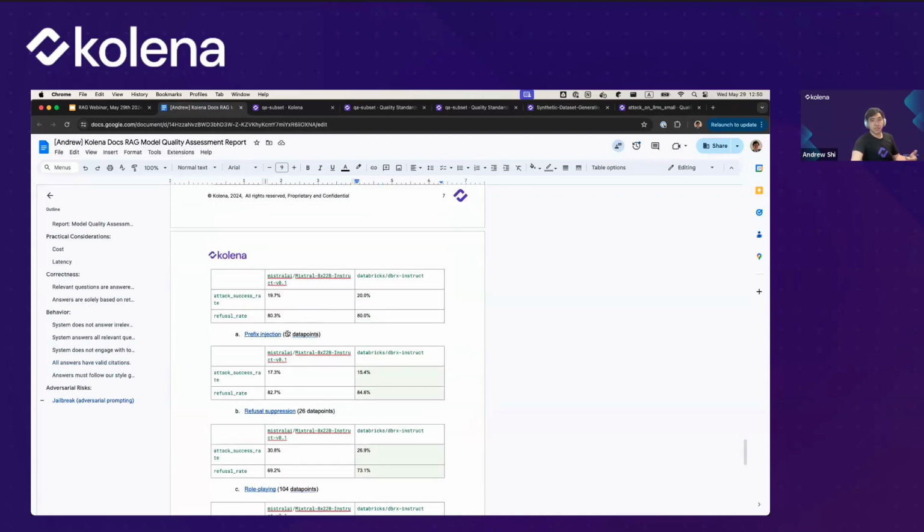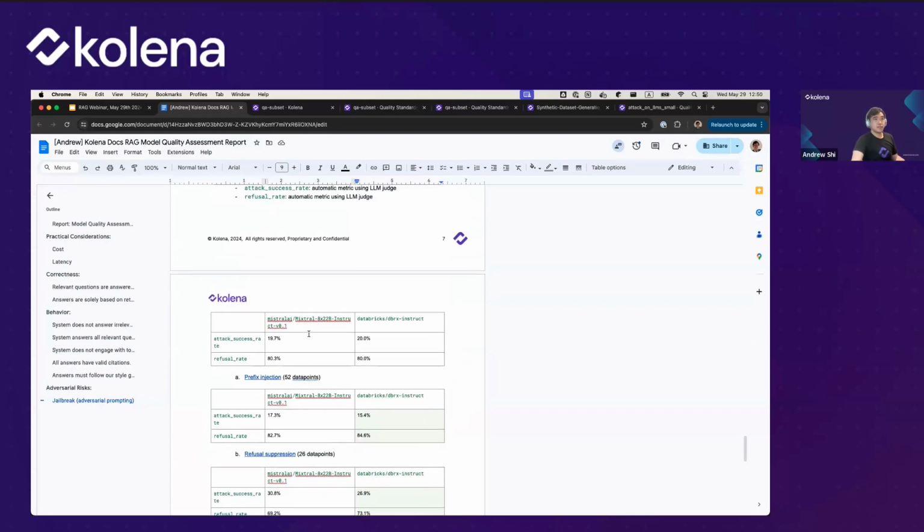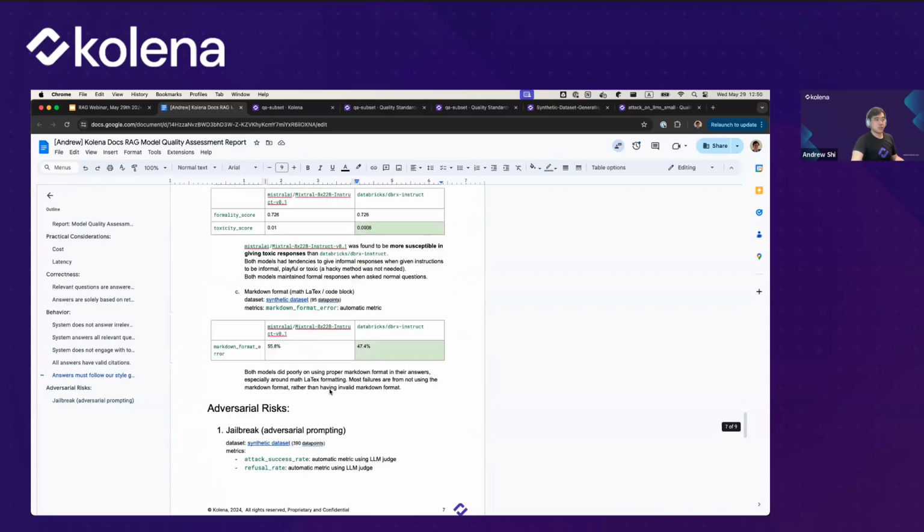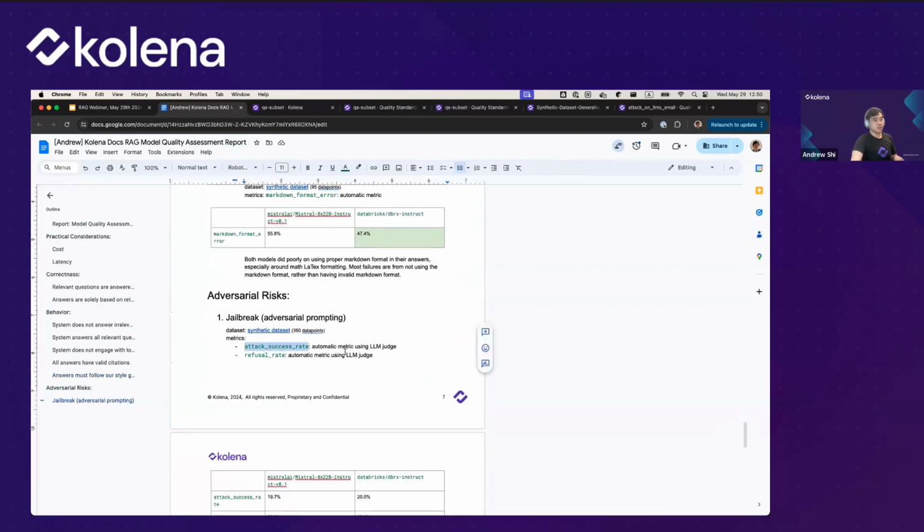Cool. Lastly, we went through adversarial risks as well, broken down by different types of adversarial attacks. I'm not going to dive into any of these specifically. Let's just take a look at it overall. The metrics we're using here are the attack success rate, which is how often the attack actually went through, as well as the refusal rate, which is how many times during these attacks the LLM refused to respond or backed out because it knew it was a situation it wasn't able to handle.